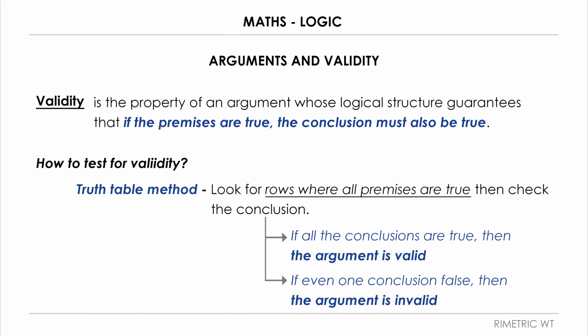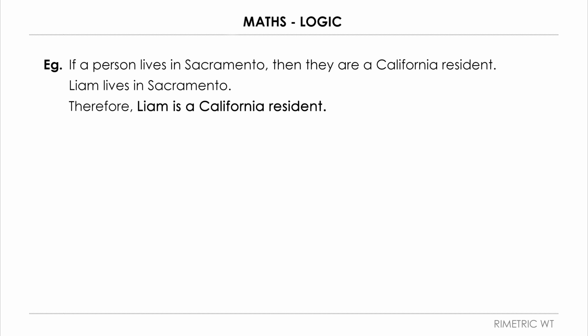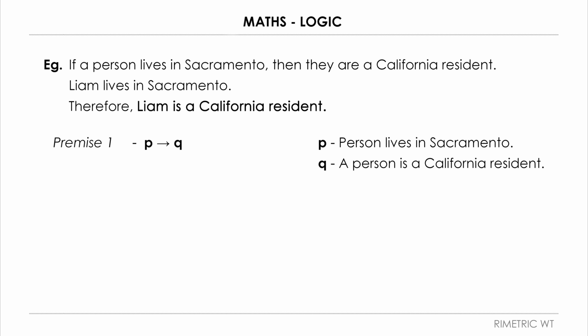Let's see this with our previous example. The first step will be translating each statement to a logical expression. So the first statement will be P implies Q, where a person lives in Sacramento is P, and a person is a California resident will be Q. Based on these assignments, the second premise will be P, and the conclusion becomes Q.